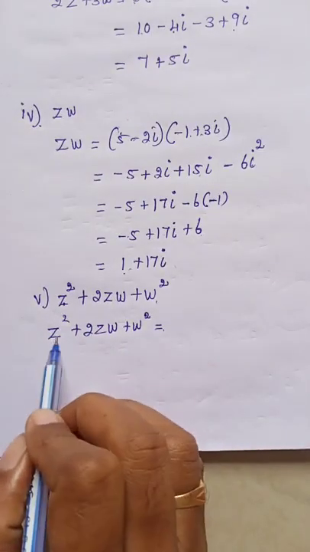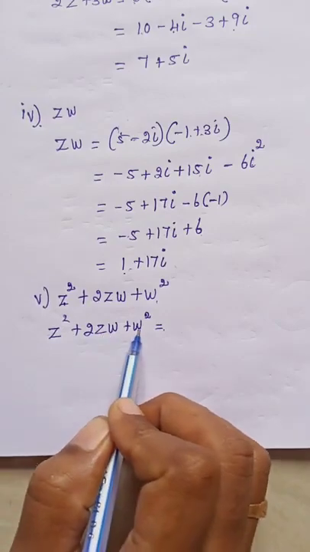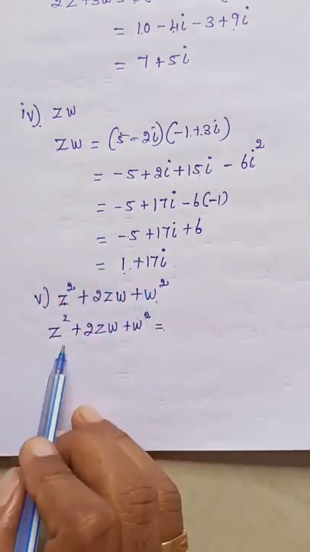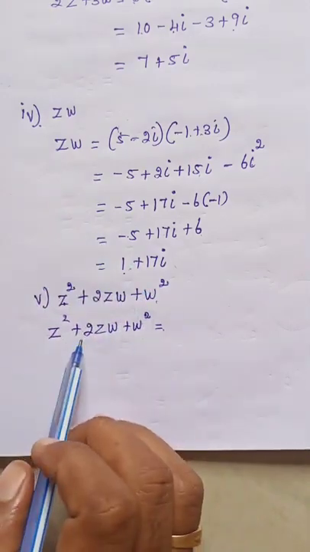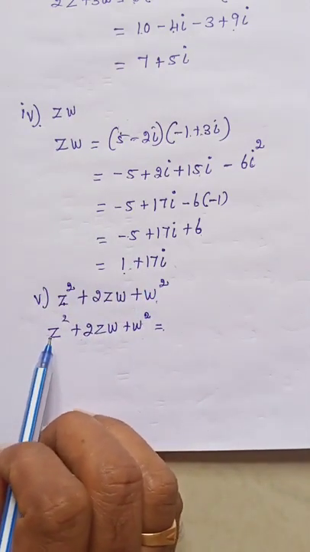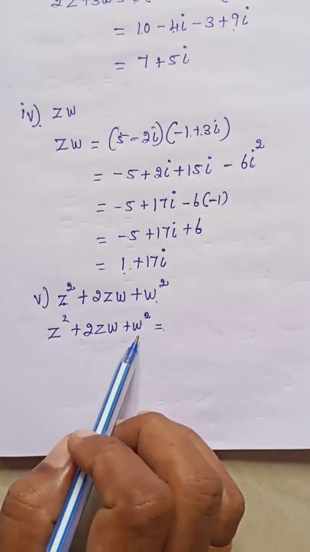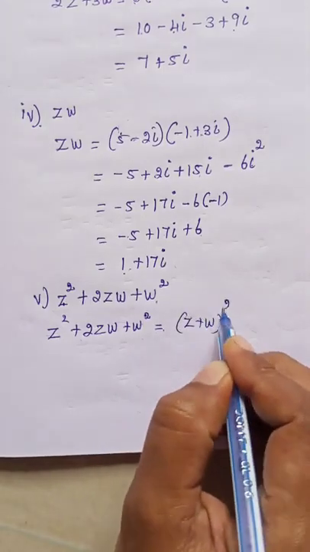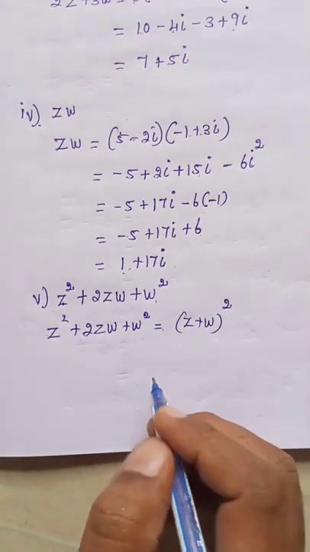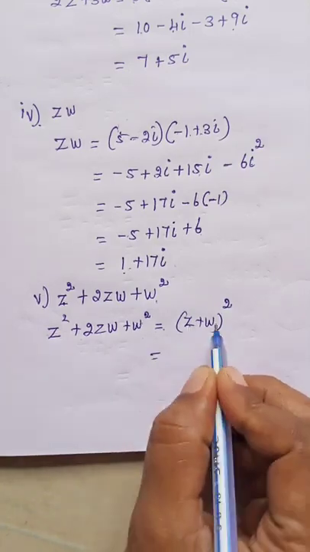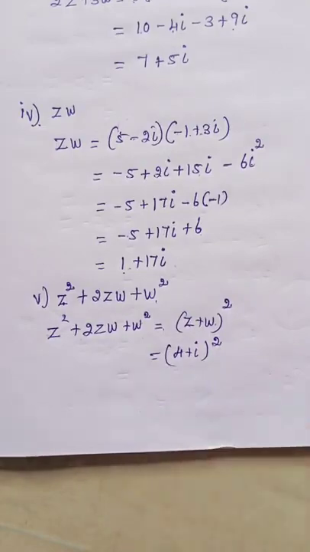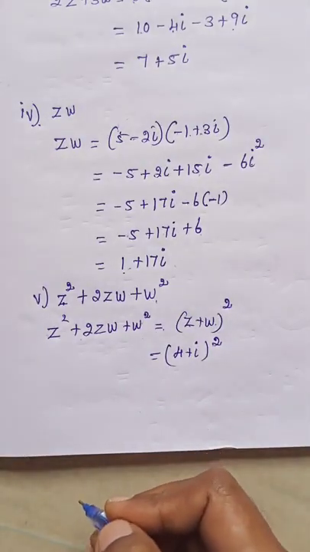See, Z square plus 2ZW plus W square. Either we can find out Z square, W square, and ZW, which we have already found out, substitute and add. Or it's just a C. This is A square plus 2AB plus B square, isn't it? So we can even write it as A plus B the whole square. Already we got Z plus W in the first subdivision, that is 4 plus i. So directly I can substitute, that is 4 plus i the whole square.